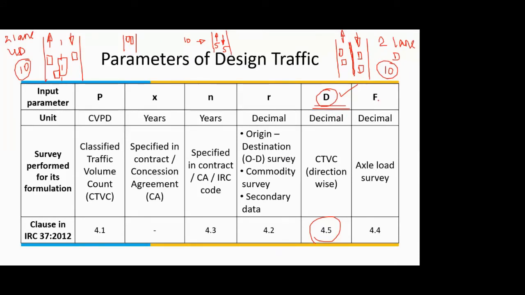And then the last term, that is F, that is the vehicle damage factor, okay, VDF. It is also called by the short form VDF. So this is again just a small factor in decimal, but the calculation behind it is quite a considerable amount of calculation. And the data that we get is from this axle load survey. Okay. Now, what is this axle load survey? I'll just take a few minutes to explain that.